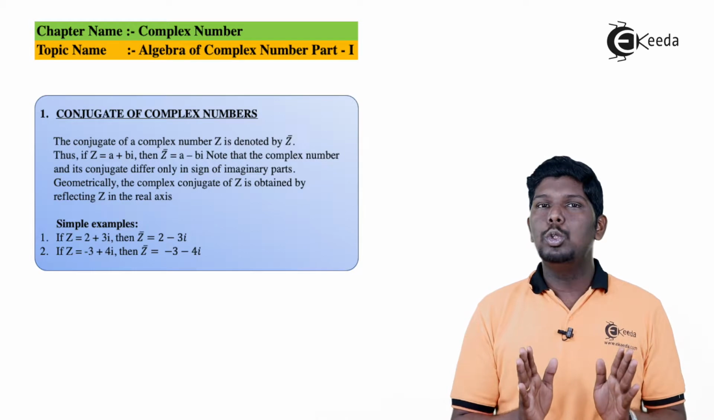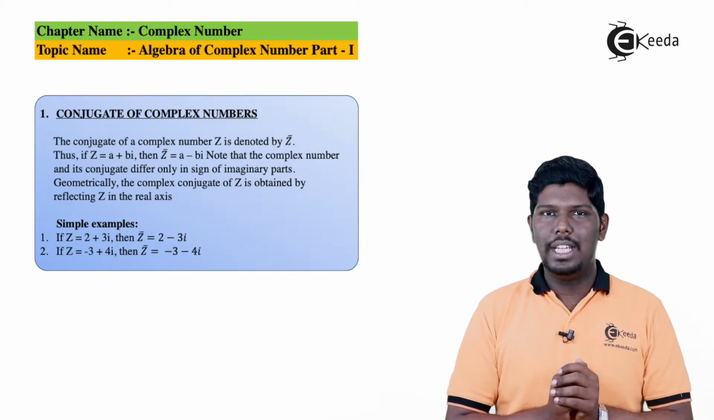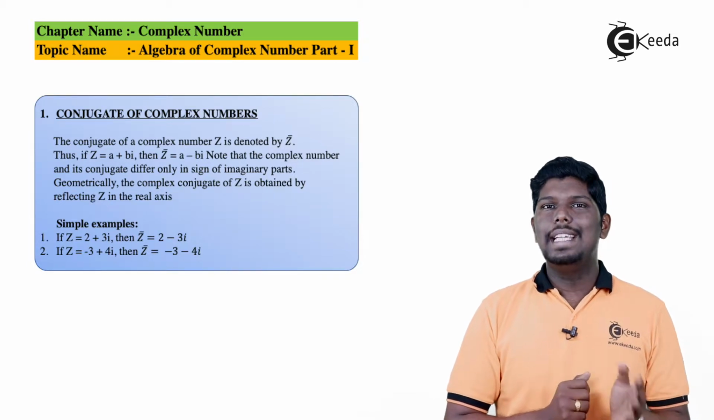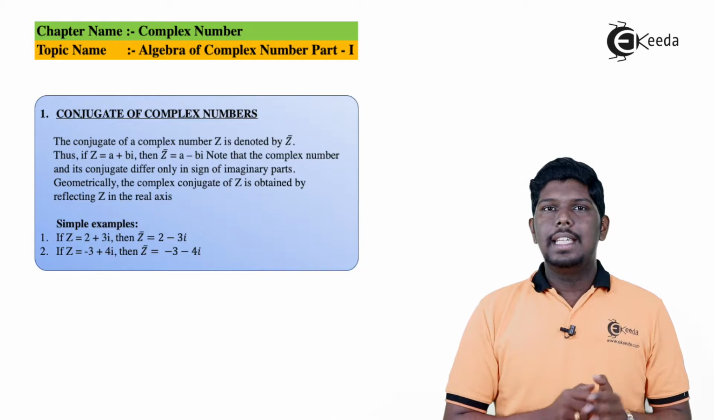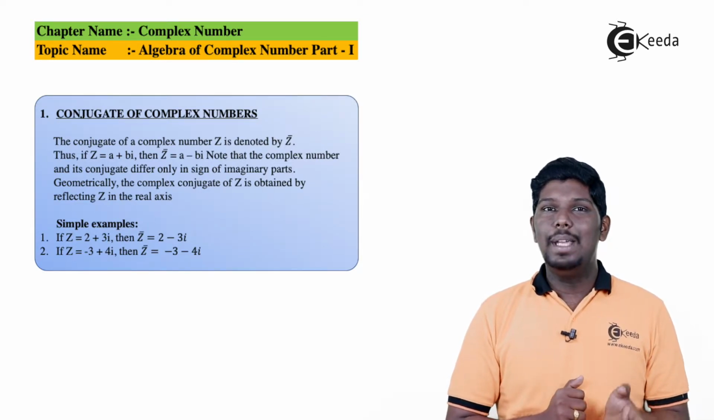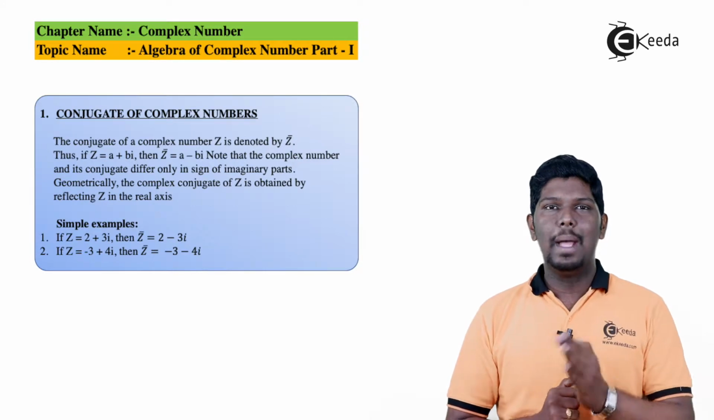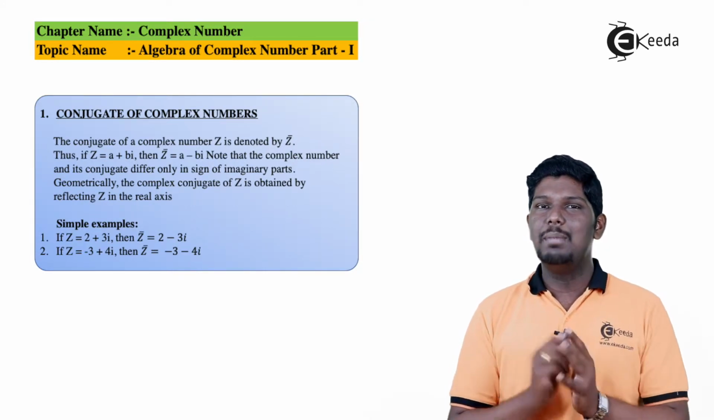Remember, you are not supposed to change the sign of the real part, only the sign of the imaginary part needs to be changed. So we have simple examples like z equal to 2 plus 3i. Its conjugate z bar will be 2 minus 3i. Second example, z equal to minus 3 plus 4i. So its conjugate will be z bar equal to minus 3 minus 4i. Again, the real part is same, we have just changed the sign of the imaginary part.